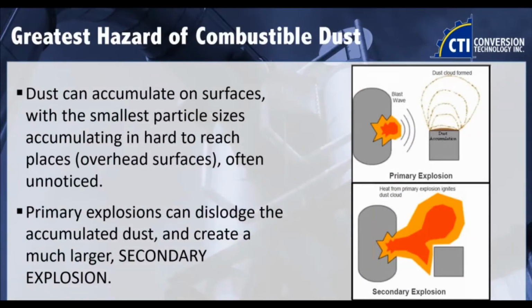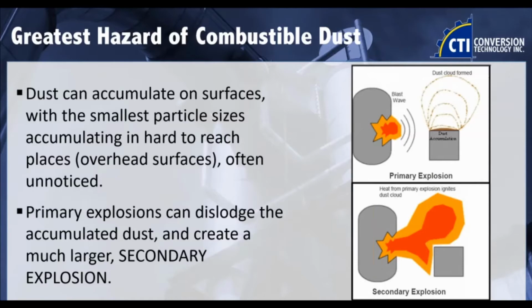This is kind of to explain some of the stuff I just talked about. One of the greatest hazards of combustible dust is what's called the issue of a secondary explosion. So as I said, dust can accumulate on surfaces, with the smallest particle size accumulating in hard to reach places. Typically what I find when I'm doing a DHA is I look up a lot, because I find rafters above drop ceilings are hard to reach places, and therefore just don't get cleaned as often. So you could have the potential for dust to accumulate in those hard to reach or hidden areas.